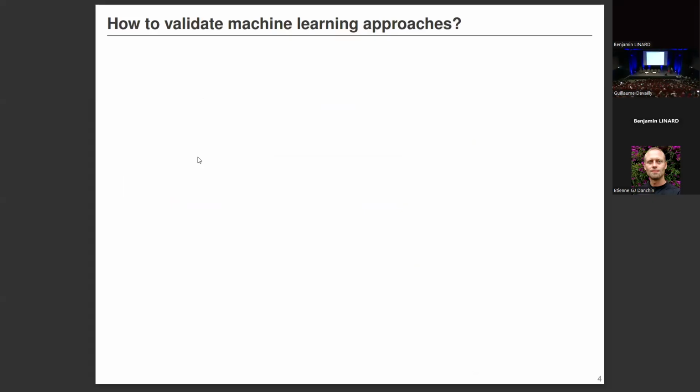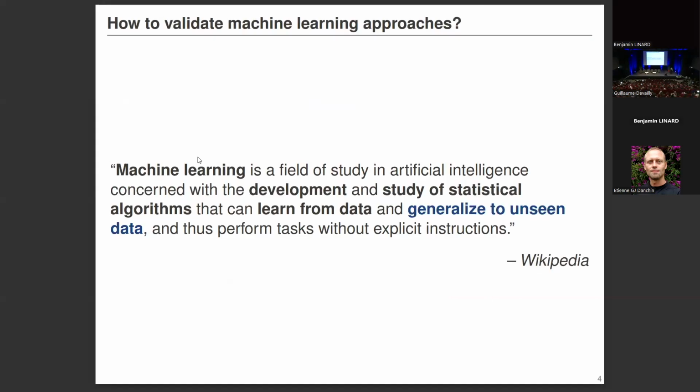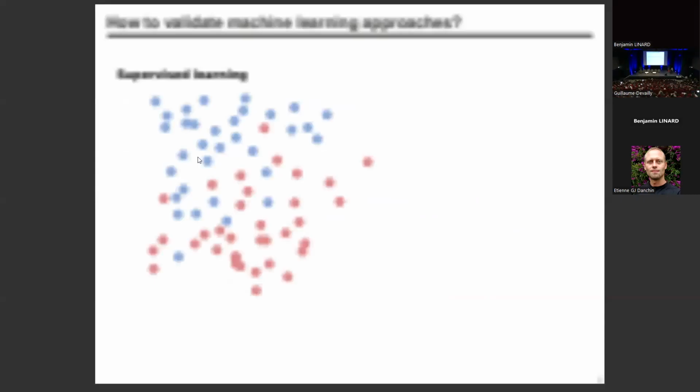Okay, so how do we validate machine learning approaches? If we go back to the definition, there's something interesting here, which is that machine learning needs to generalize data. And making predictions is hard, but it's especially hard about the future. So how can we validate machine learning techniques when the goal is to predict on unseen data?